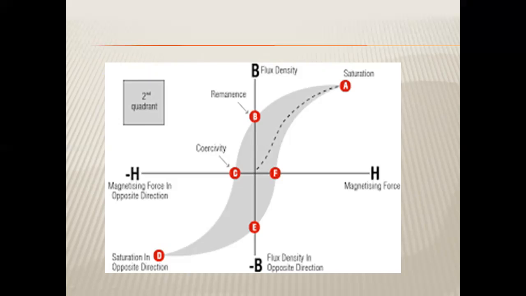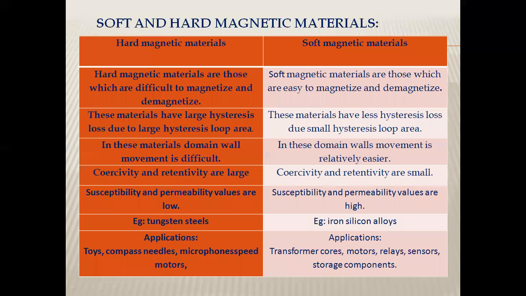Depending upon this hysteresis loop, magnetic materials are aggregated into two types: hard and soft magnetic materials. Hard magnetic materials are those which are difficult to magnetize and demagnetize, whereas soft magnetic materials are those which are easily magnetized and demagnetized. Hence, the hysteresis loop area will be large for hard magnetic materials, whereas it will be very small for soft magnetic materials.